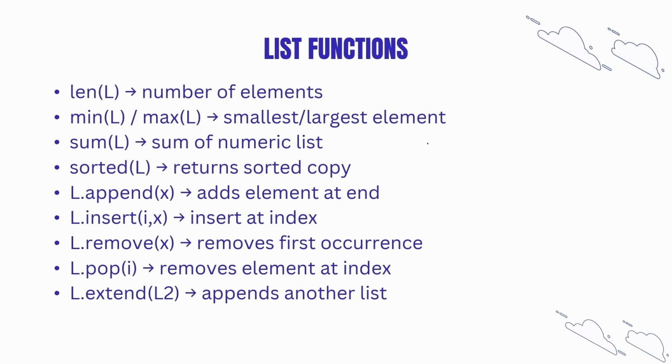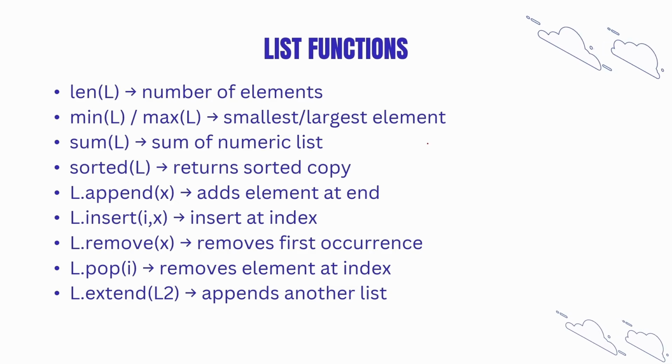Then we have sum of a numeric list. If it's a numeric list, we can take the sum of the list, so it will calculate the sum and give us the output. Then we have sorted, it returns a sorted copy. L.append adds an element at the end. Insert inserts at a particular index, so we mention the index i, and at that index it will insert the value. Okay. Remove x will remove the first occurrence of that element. Then pop removes from that particular index. Extend appends another list.